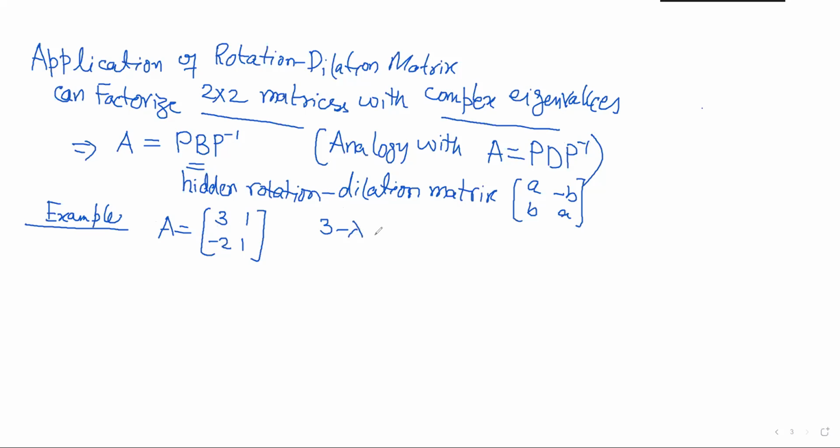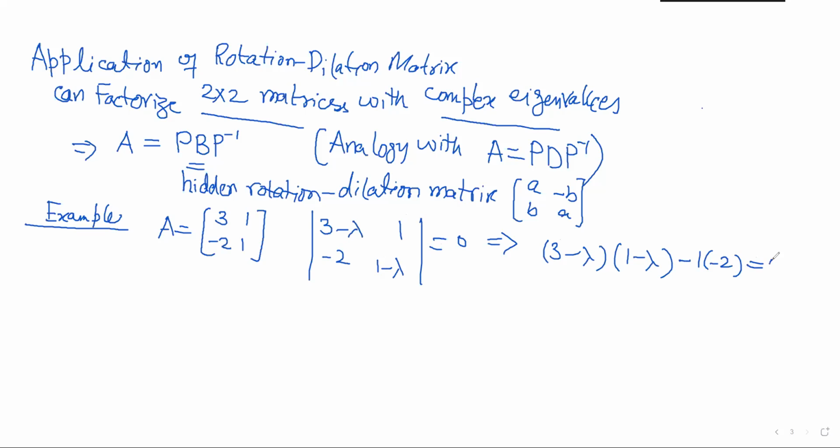So it should be 3 minus lambda, 1, minus 2, 1 minus lambda. This is the determinant, and from here we write the characteristic equation: 3 minus lambda times 1 minus lambda, minus 1 times minus 2, is equal to 0. So what we get is 3 times 1 is 3, 3 times lambda is minus 3 lambda, minus lambda times 1 is minus lambda, minus lambda times lambda is plus lambda squared, plus 4 is equal to 0.